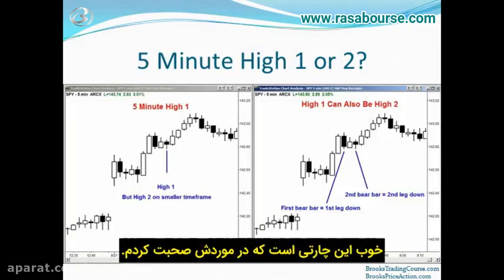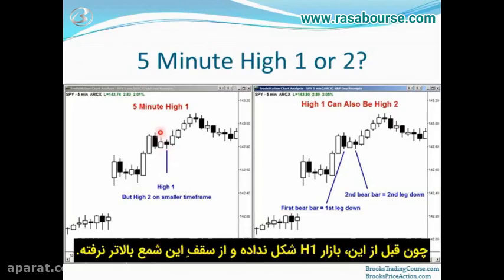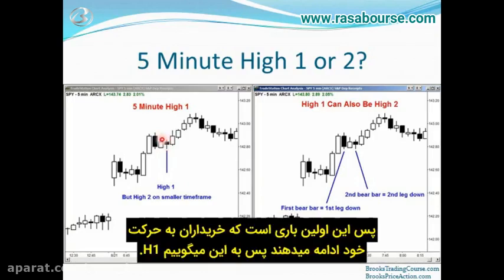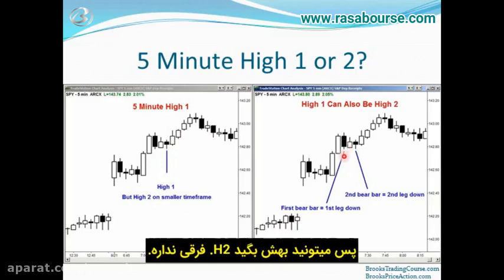Okay, again, this is what I was saying about this 5-minute chart. You can call this a high 1 because the market never triggered a prior high 1. It did not get above the high of this bar. So this is the first time the bull is resuming, so you can call it a high 1. Or, like I said, you can infer that, hey, wait a minute, there were 2 pushes down here. It went down, up, and down, so you can call it a high 2.